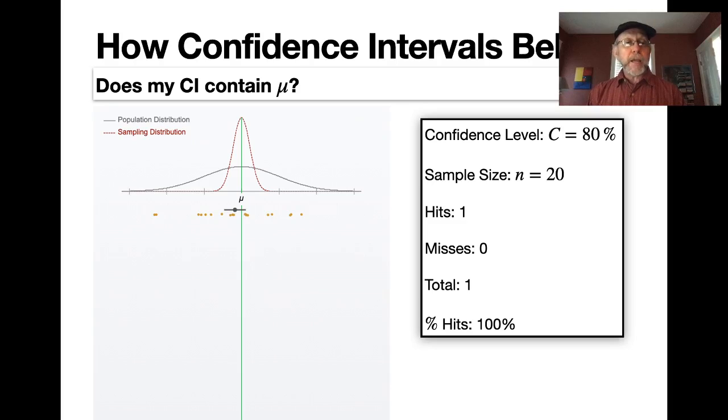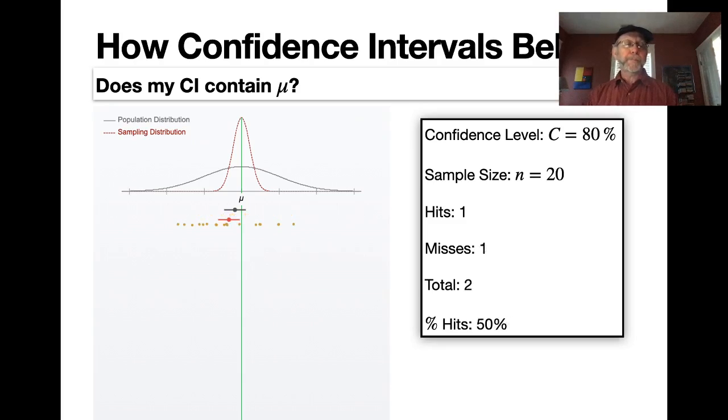So we've taken one sample, and that sample did result in a confidence interval that contains mu. I'm going to call that a hit. So out of one sample, so far we've got one hit, no misses. Let's take another SRS of size n equals 20 and compute the confidence interval and see what happens.